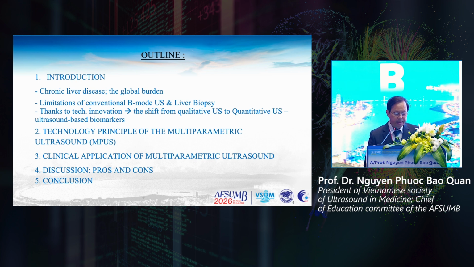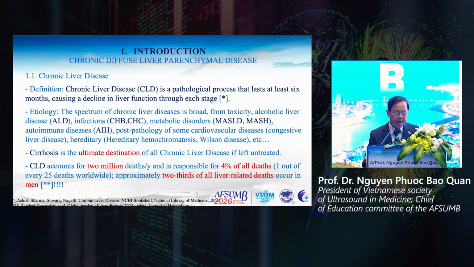How about chronic liver disease? The definition of chronic liver disease is a pathological process that lasts at least 6 months and causes a decrease in liver function. There are many etiologies of chronic liver disease. Most commonly we have chronic hepatitis B in the ASEAN countries, and after that we have metabolic disorders like MASLD and MASH, and after that alcohol liver disease. As you know, chronic liver disease has a destination, which is cirrhosis, whatever the etiology.